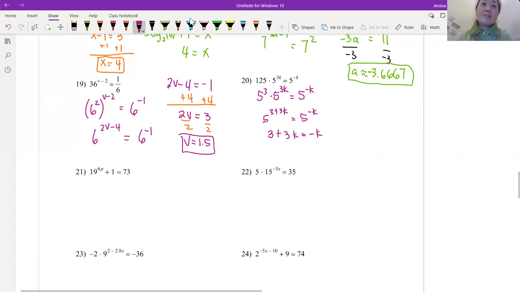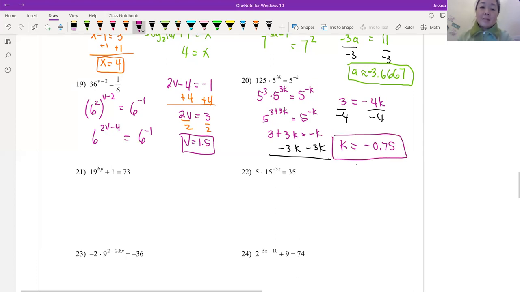And get the k's together. Let's do it. So subtract 3k on both sides, and you're going to get 3 is equal to negative 4k. And you're going to divide by negative 4. And what do you get? k is equal to negative 0.75. Exactly, right? 3 divided by 4. Put it in a calculator if you didn't realize.